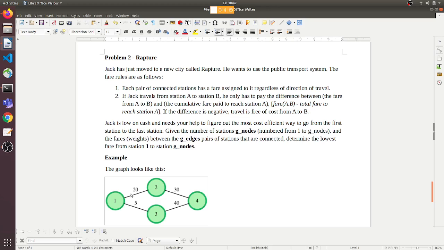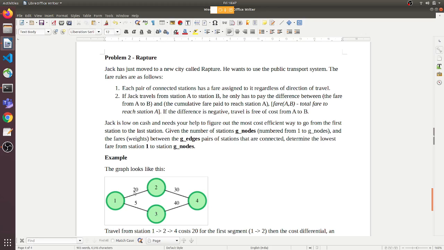I'll explain this with an example here. Let's say Jack travels from 1 to 2 and it cost 20 units. Now to travel from 2 to 4, he only needs to pay 30 minus 20, which is 10. So he only needs to pay 10. So the cost of reaching 4 from 1 for Jack will be 20 plus 10, which is 30.